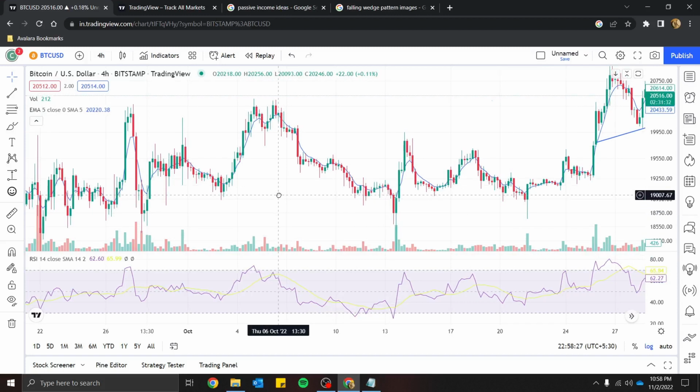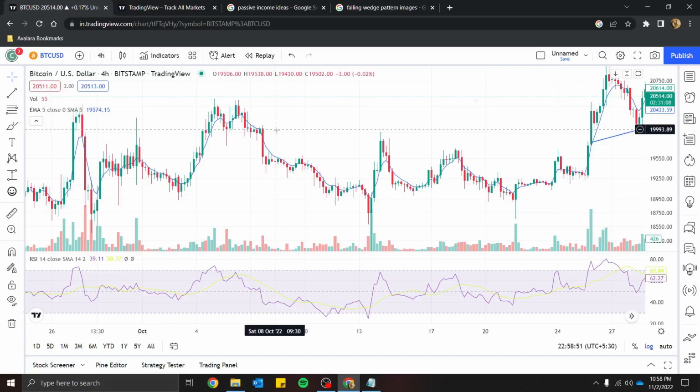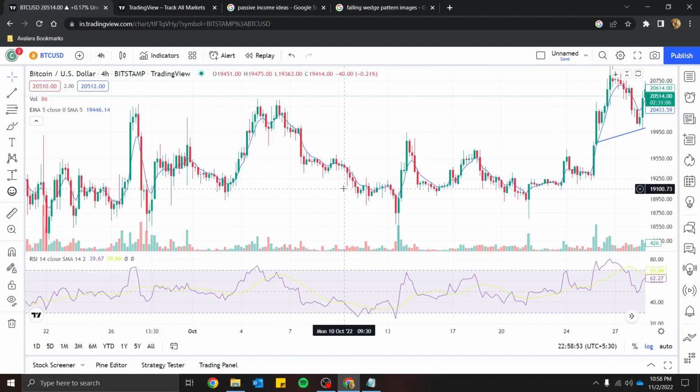But since there was not enough volume over here, as you can see the volume is very low compared to this candle, and RSI is still approaching 70, we can still be sure that we are going to see the market in the downward direction anytime soon. Okay, then the market gave us a very great downward rally.